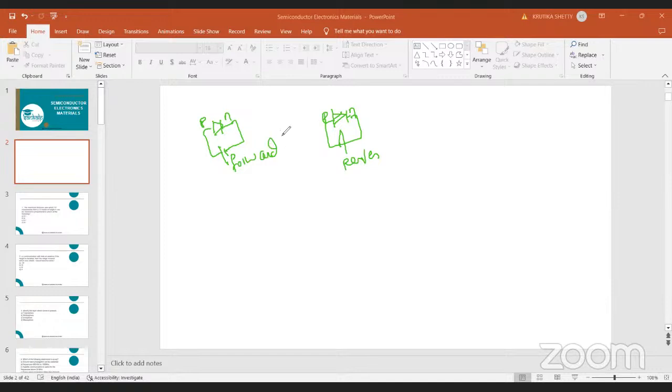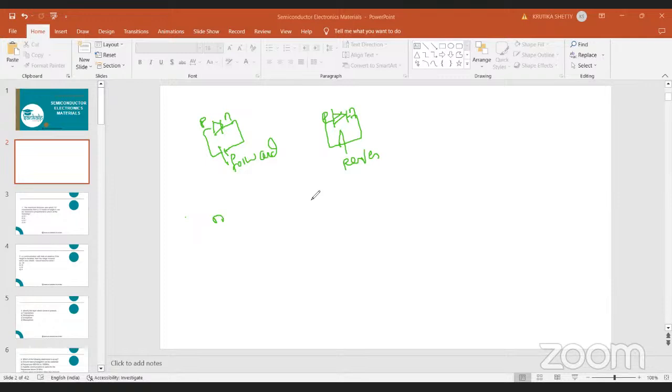Okay, now in case of the forward biasing, the current will be maximum. To measure the current in the forward bias, we use milliammeters, and in case of a reverse bias, we use microammeters because the current is very, very less here.